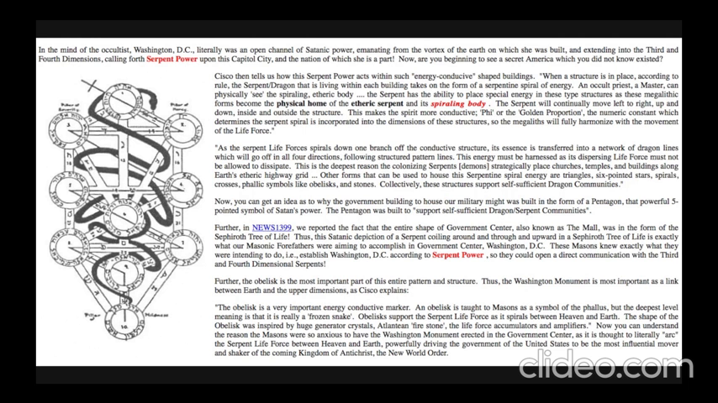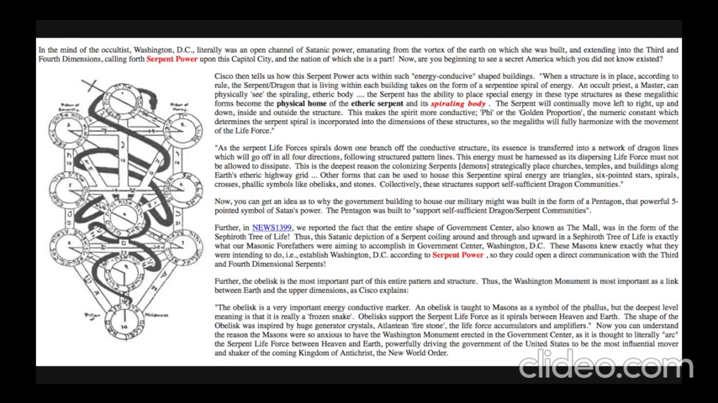As these megalithic forms become the physical home of the etheric serpent and its spiraling body, the serpent is continually moved from left to right, up and down, inside and out of the structure. This makes the spirit more conductive, and the golden proportion, the numeric constant which determines the serpent spiral, is incorporated into the dimensions of these structures, so the megaliths will fully harmonize with the movement of the life force.